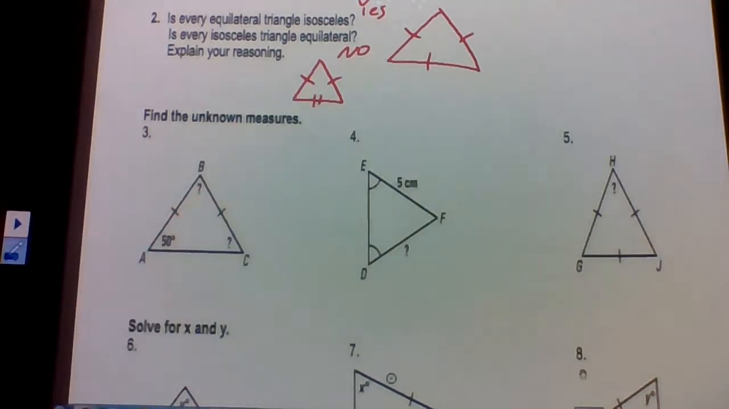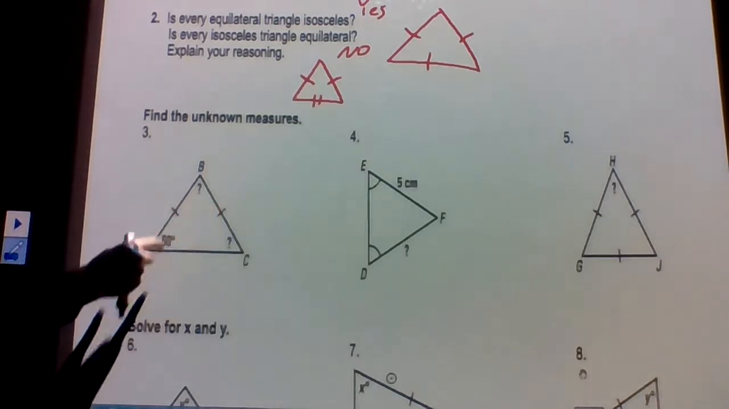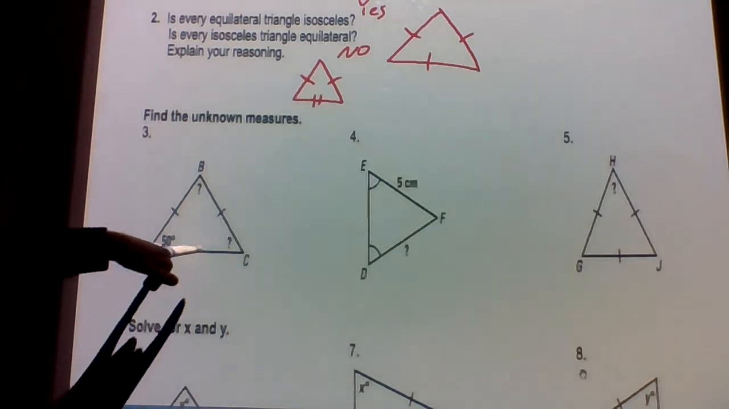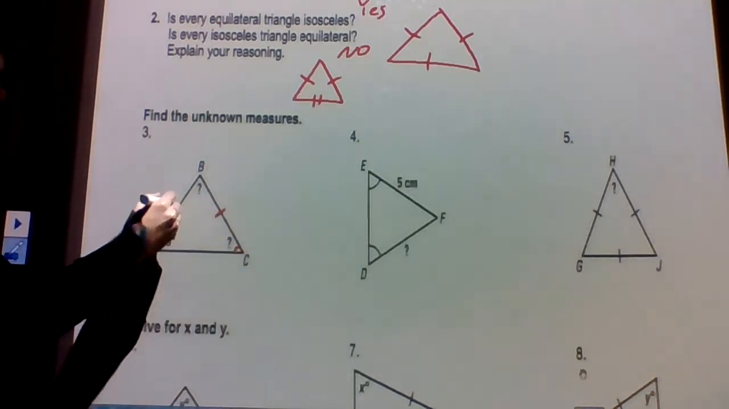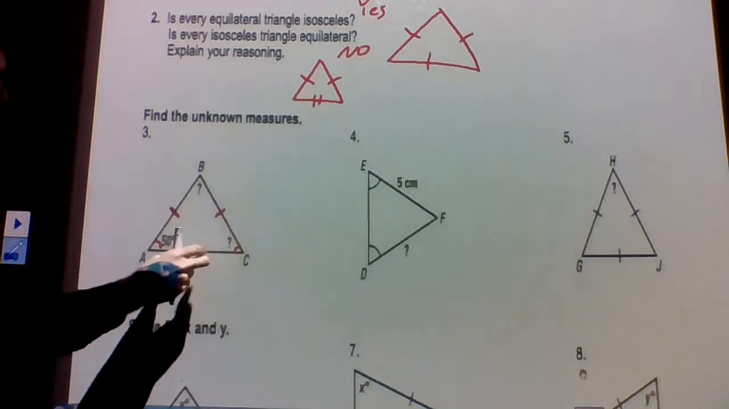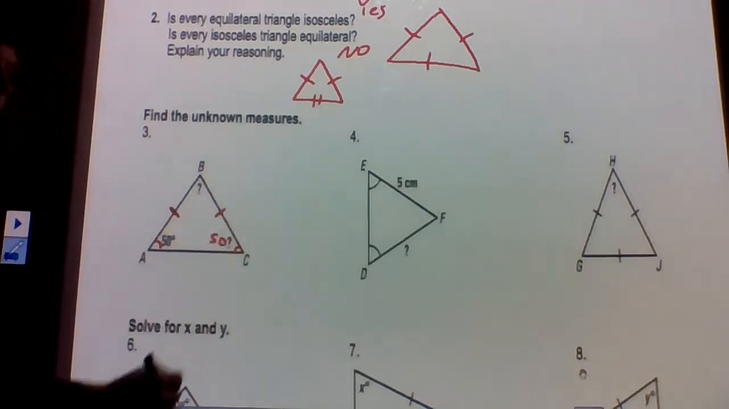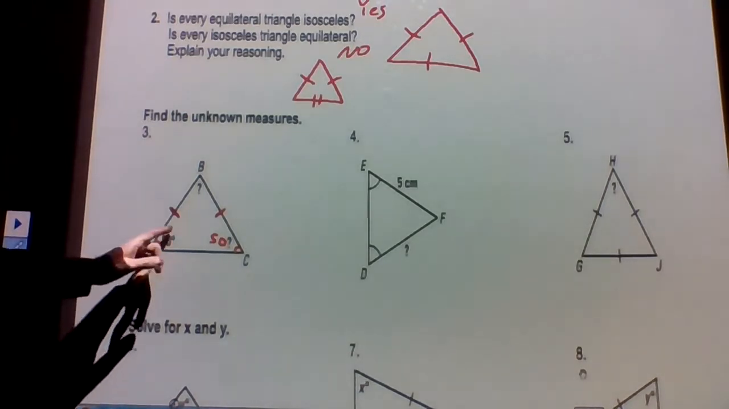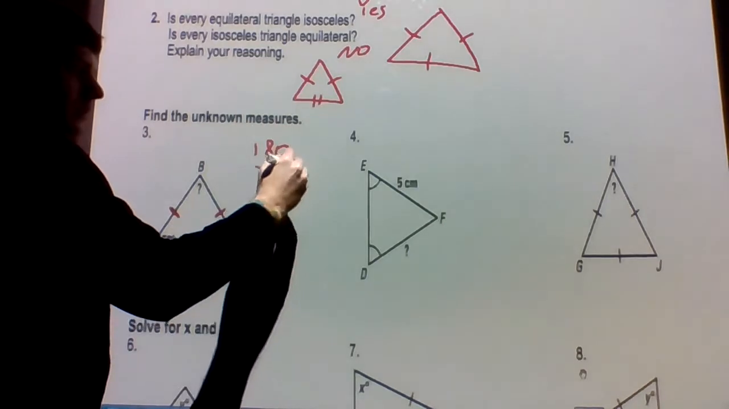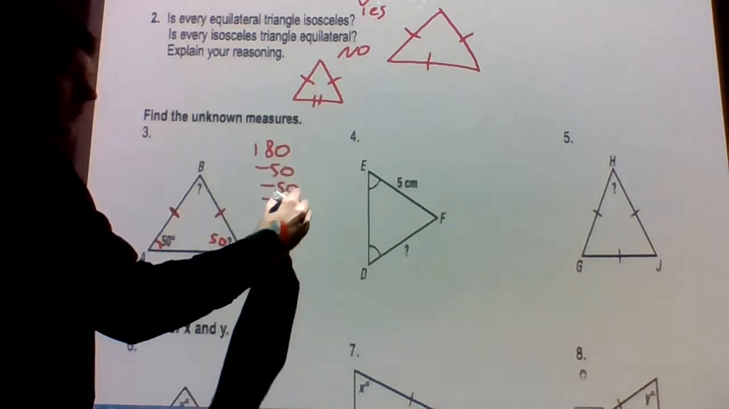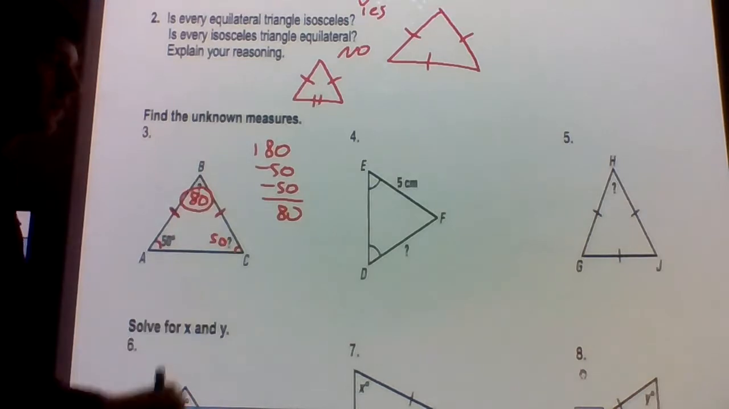Number 3. We want to find the measure of the unknown. So here we have two sides congruent. That's an isosceles triangle. So by the isosceles triangle theorem, if we know we have two sides that are the same, we know the opposite two angles are going to be congruent. So the base angles here are going to be angle A and angle C. Right? Two sides are congruent, the opposite angles are going to be congruent. So if this one's 50, this one is also 50. And then we know the three angles of a triangle add up to 180. So 180 minus 50 is going to be 80. So the missing angle, angle B, is going to be 80 degrees.